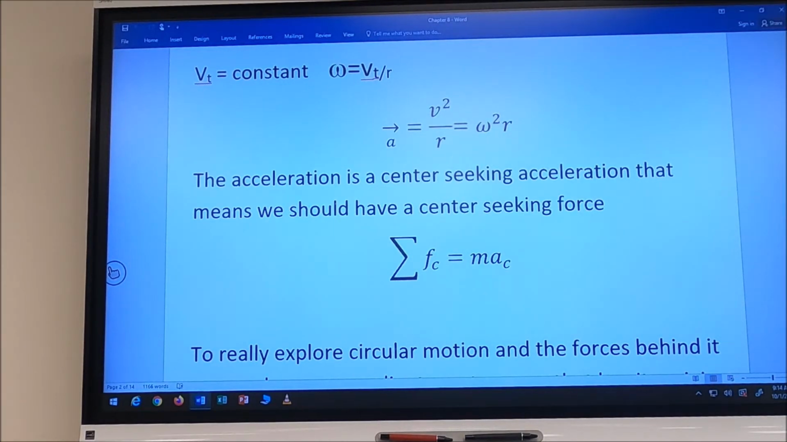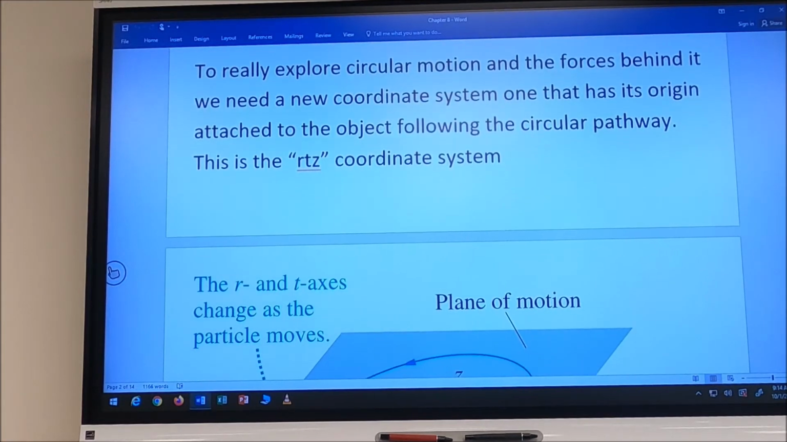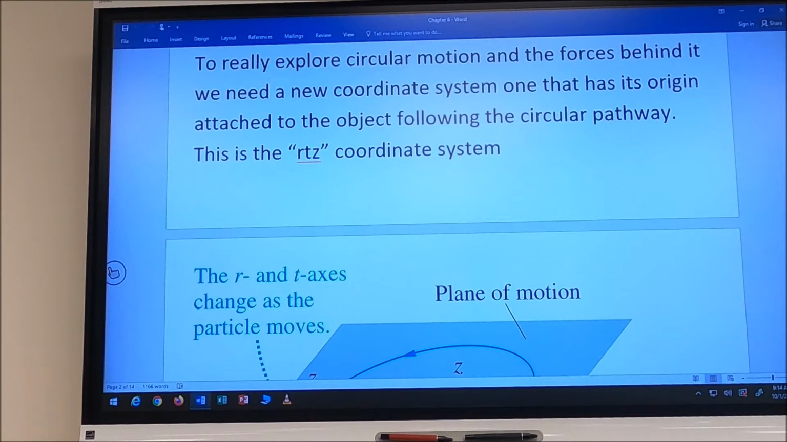All right? So let's look at circular motion and the forces behind circular motion. Now, we're going to introduce a new coordinate system here. We kind of hinted at it when we were looking at circular motion before, but here we go. This one is a new one. To explore circular motion, we can't use the regular XY coordinate system with the origin based at the center of the circle. We get a mess. When we're exploring circular motion, we're going to use the RTZ coordinate system.